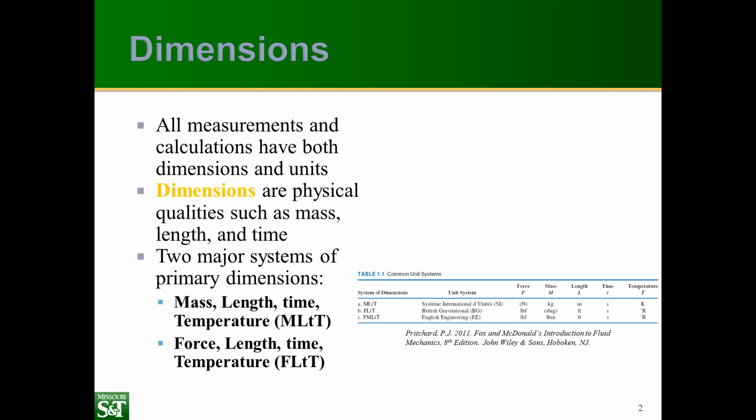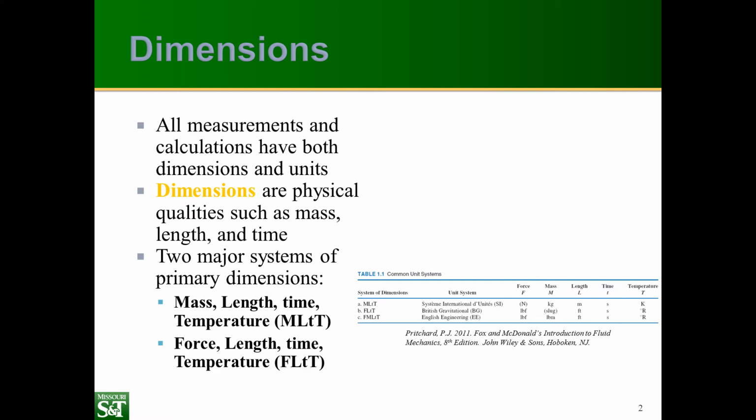And in fact, there are two primary systems for dimensions. One is the mass, length, time, and temperature, and one is force, length, time, and temperature. Now, these aren't totally independent. They're related by Newton's second law. Force equals mass times acceleration. So, depending on what our system is, we might use different versions.